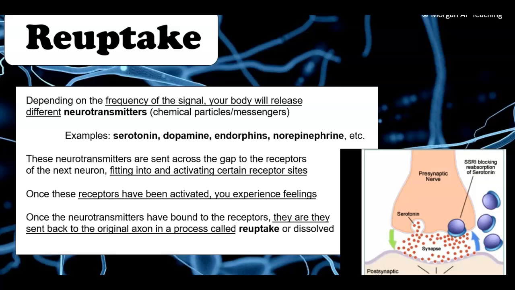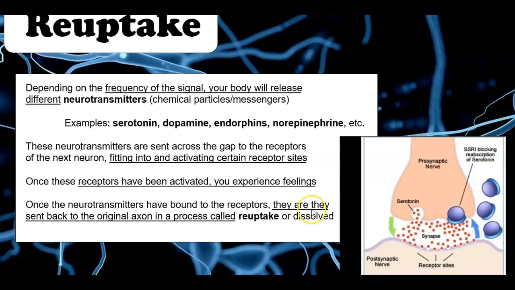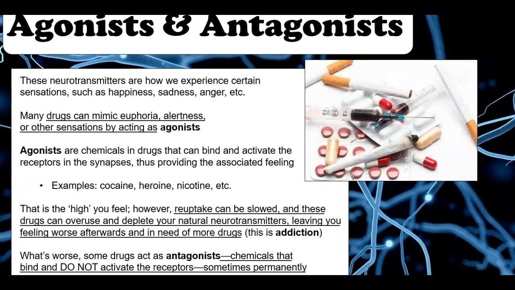Once the neurotransmitters have bound to the receptors, they are then sent back to the original axon, in a process called reuptake or dissolve. So basically the process happens and the reuptake is that they dissolve, they're finished, they go back, that's the end of it. Okay. All right, now the agonists and the antagonists. The neurotransmitters are how we experience certain sensations, like happiness, sadness, anger.